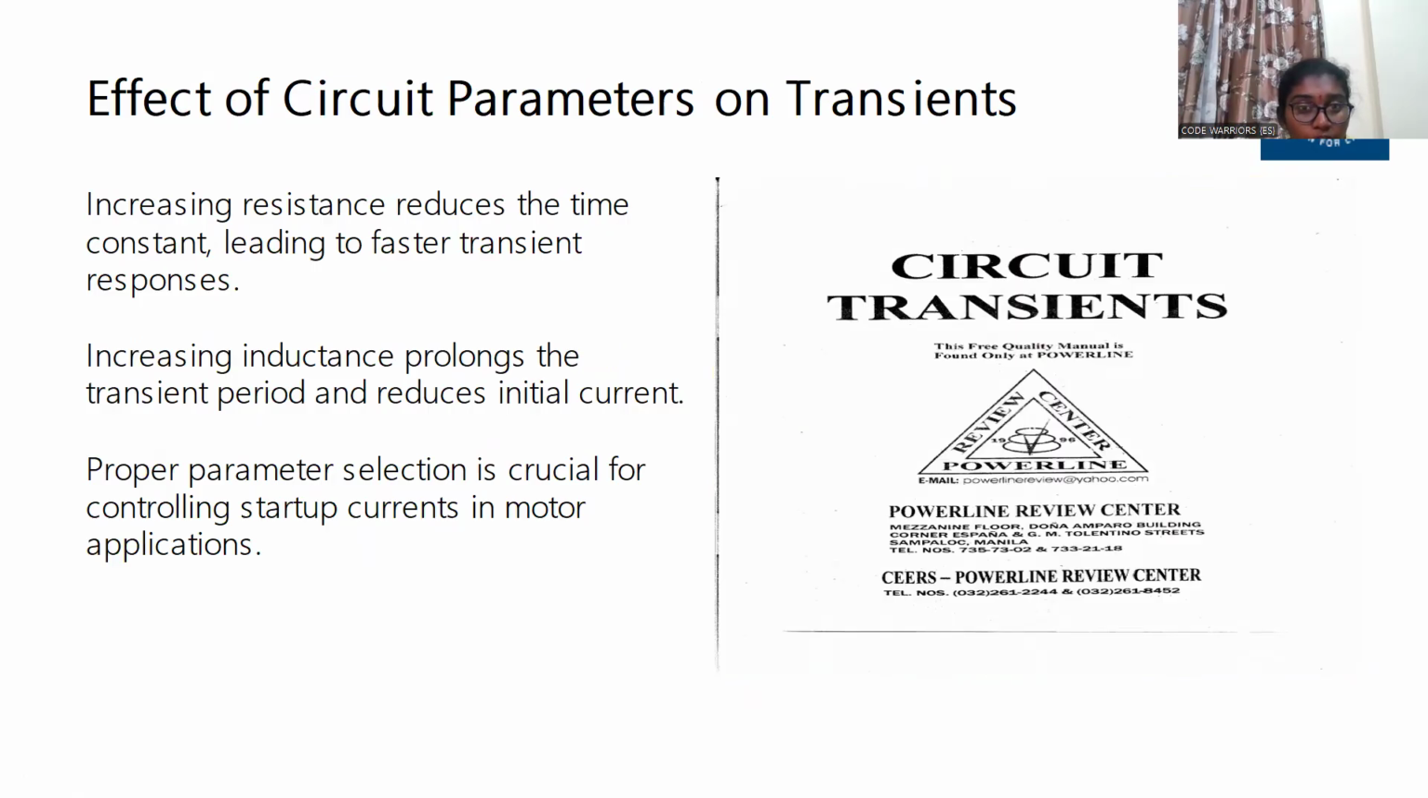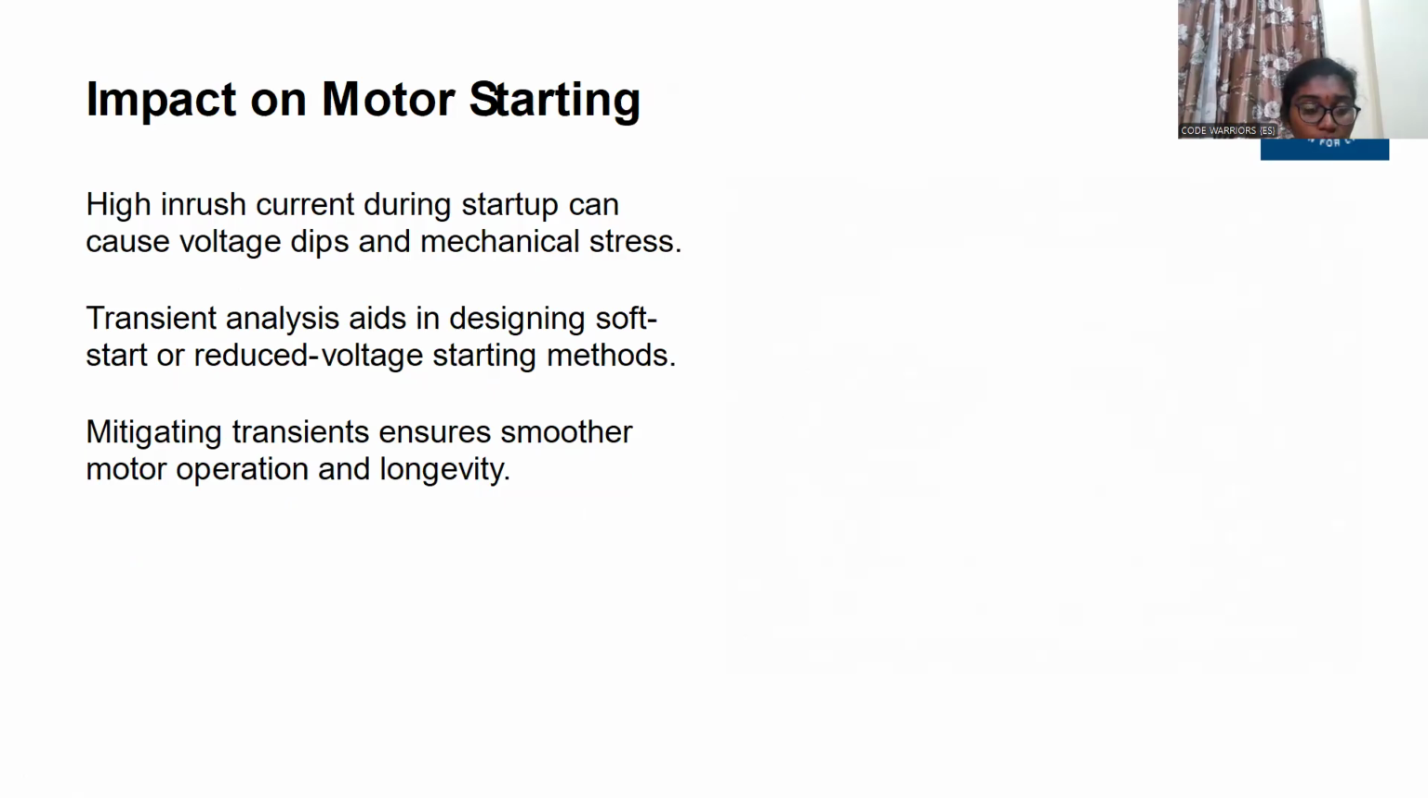Effect of circuit parameters on transients. Increasing resistance reduces the time constant, leading to faster transient responses. Increasing inductance prolongs the transient periods and reduces initial current. Proper parameter selection is crucial for controlling startup currents in motor applications. Impact on motor starting: high inrush current during startup can cause voltage dips and mechanical stress. Transient analysis aids in designing soft start and reduced voltage starting methods. Mitigating transients ensures smoother motor operation and longevity.